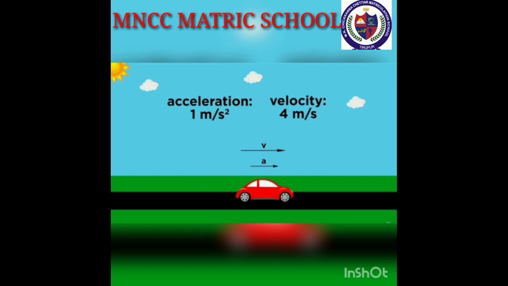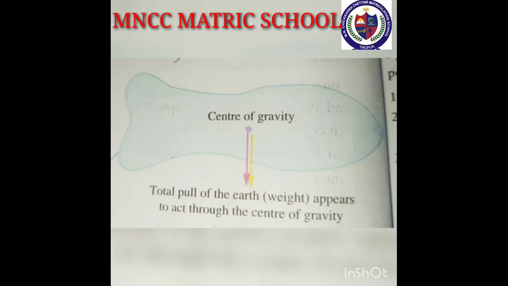Move on. Center of gravity. Try to balance a cardboard on your fingertip. What do you observe? We observe there is only one point at which the cardboard is balanced. That point is called the center of gravity of the cardboard. The center of gravity of an object is the point through which the entire weight of the object appears to act.